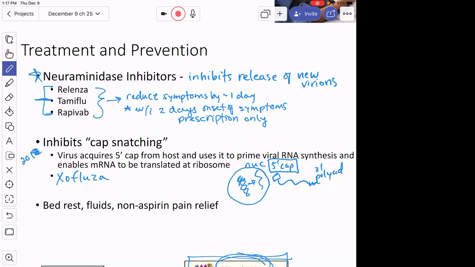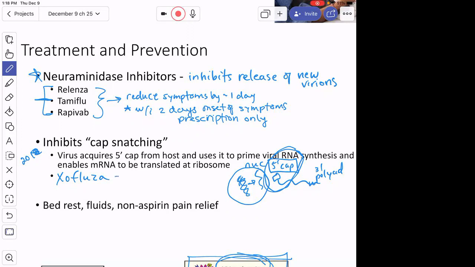So what the virus actually does is it snatches that 5' cap and puts it onto its messenger RNA so that it can line up right and be read at the ribosomes. Okay, very, very sneaky. So this drug inhibits the influenza virus from grabbing that 5' cap. All right, so it makes it less likely to be able to translate its own proteins.